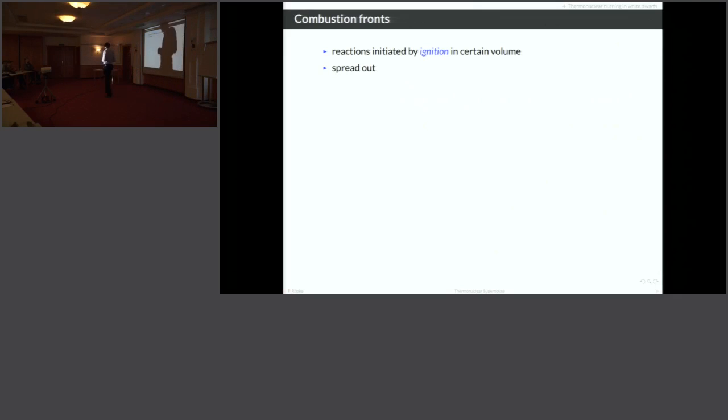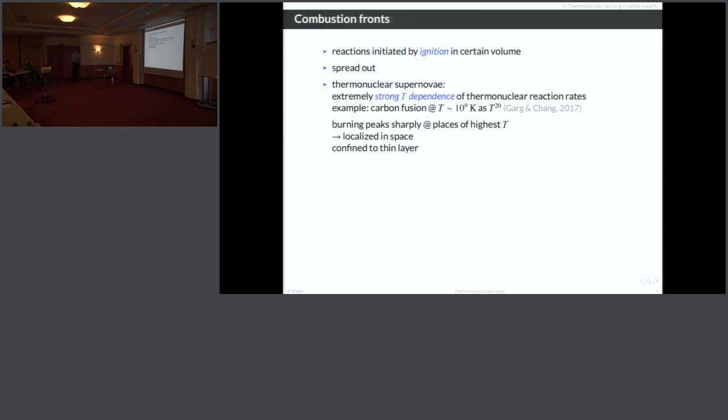All right, now combustion fronts. Combustion is usually ignited in a certain volume, localized in space, and spreads out from there. So reactions propagate and spread out from there. And in thermonuclear supernovae, we find the particular feature that the reactions are extremely dependent on temperature. The thermonuclear reaction rates, except for the example of carbon burning, for instance, in the regime we're interested in at temperatures of, say, a gigakelvin or so, scale with the 20th power of temperature. That means that the reaction really takes place only at the very localized conditions where the temperature is absolutely highest. So they are localized in space and confined to a very thin layer. Therefore, these reactions are expected to propagate as thin combustion waves through the white dwarf material.